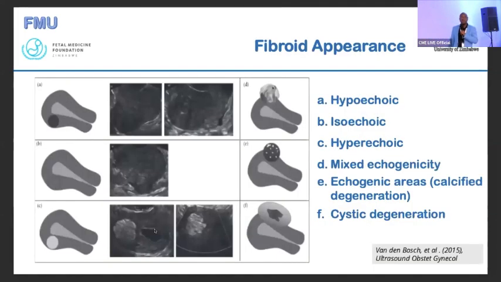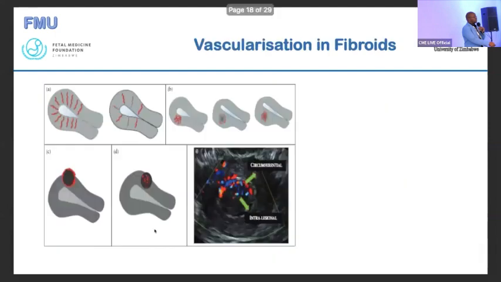The appearance of fibroids on imaging. This is a transvaginal ultrasound scan. Even on transabdominal ultrasound scan, you can distinguish normal myometrium from fibroids. And the appearance is wide-ranging. It can be hypoechoic, isoechoic, hyperechoic, mixed echogenicity. And sometimes they can be very echogenic, especially when there's calcific degeneration in the fibroids. And can be cystic if there's cystic degeneration.